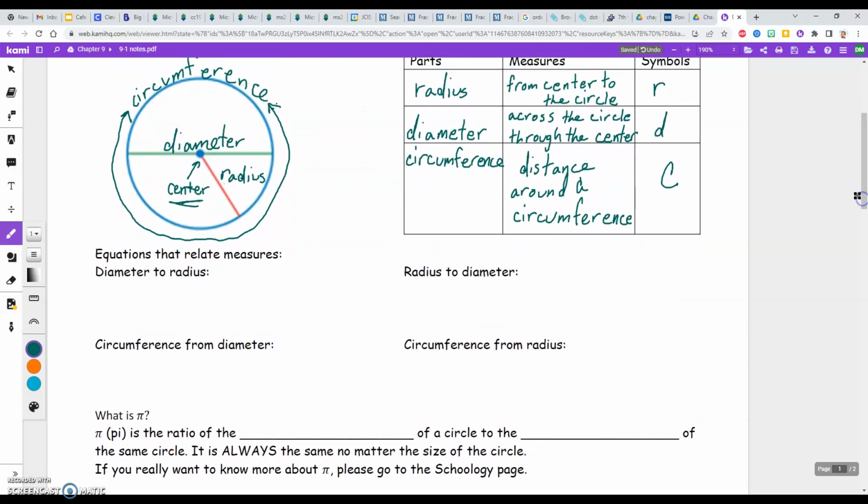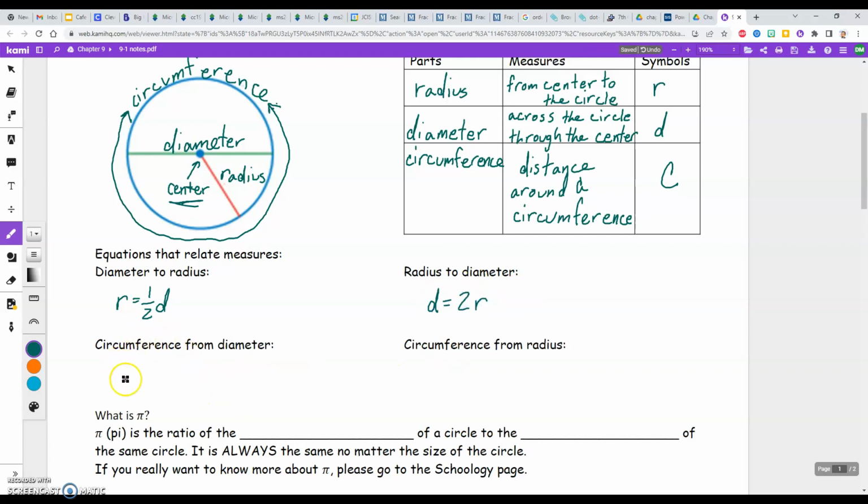Finishing this up then, diameter to radius. So if I have a diameter, to get the radius, we just cut the diameter in half. If I'm going from radius to diameter, so if I have a radius, what I do to get the diameter is I double the radius.